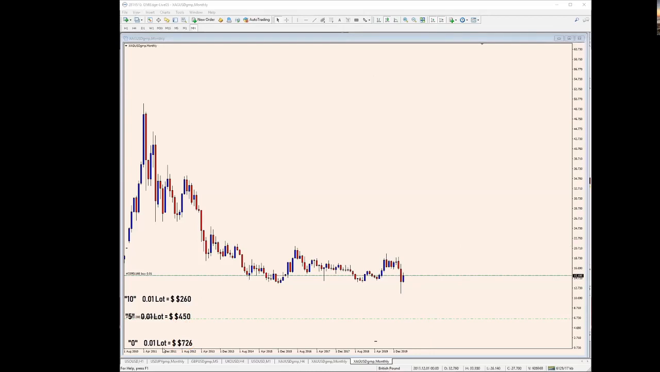Explain this. Okay, trader A, trader B, trader C. Trader A has 750 USD in his account. Trader B has 450 USD. And trader C has only $250.